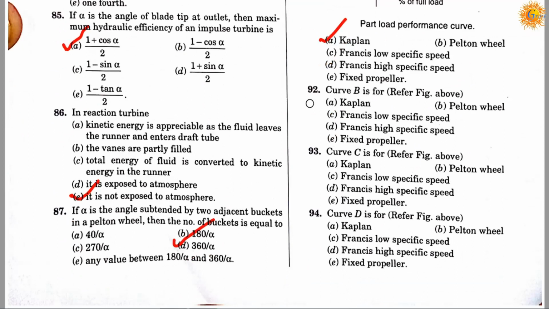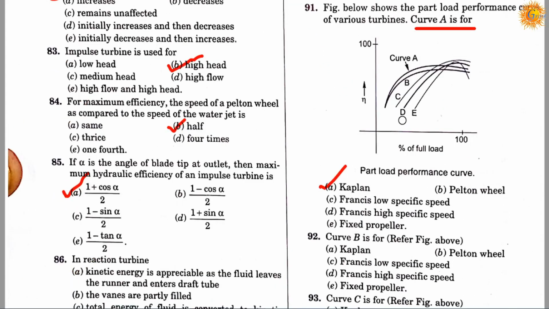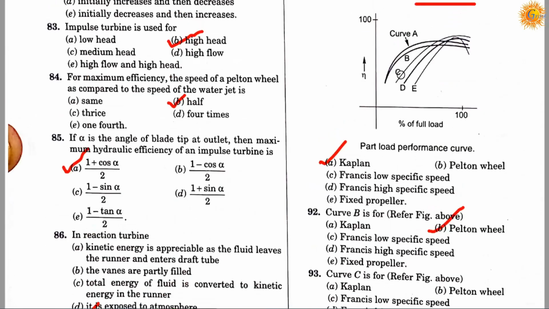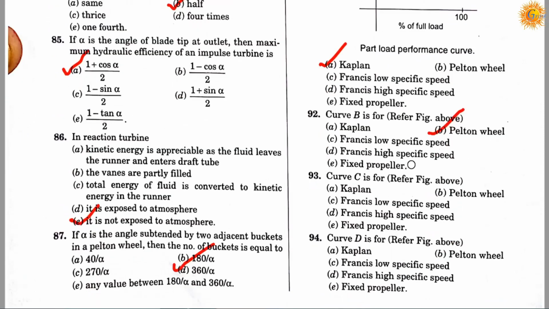Question number 92. Curve B is for what? You can see this is the curve B, and curve B is for option A Kaplan, option B Pelton wheel, option C Francis low specific speed, option D Francis high specific speed, and option E is a fixed propeller. So correct answer is B. It is used for the Pelton wheel. Curve B is used for the Pelton wheel.